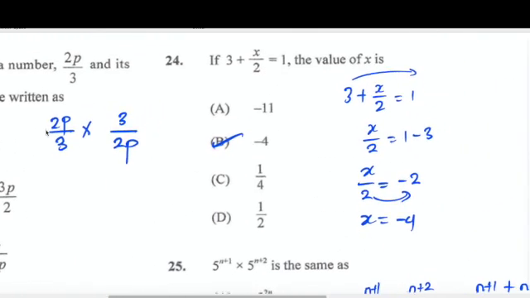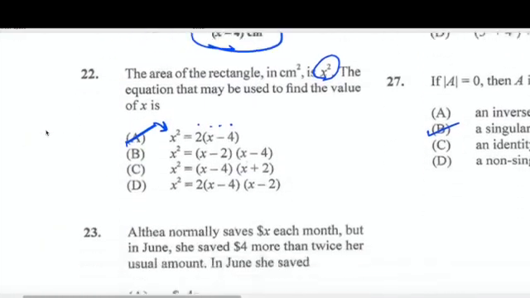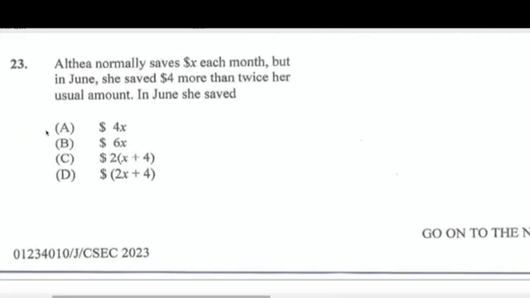Ooh, I actually went from 22 to 24, so I missed number 23. So let's do number 23 now. Althea normally saves X dollars each month, but in the month of June, she saved 4 more than twice her usual amount. So if she usually saves X dollars every month, then twice the usual amount will be 2x, and then she saves 4 more than that. All right, so in June she saved 2x plus 4.